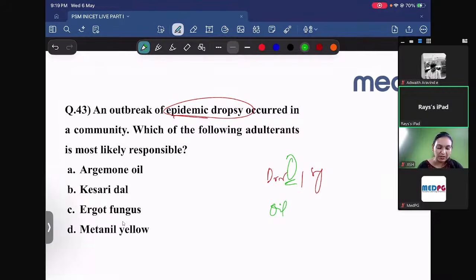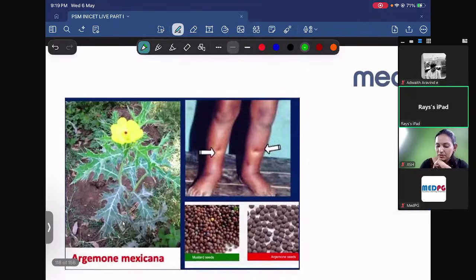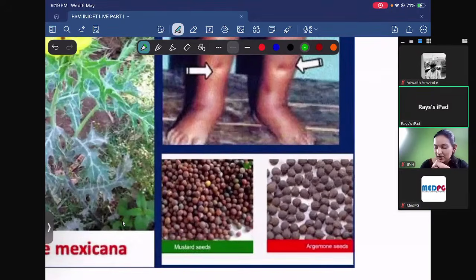Epidemic dropsy is basically because of the adulteration of mustard oil with argemone oil. This is how mustard seeds look, and the next picture shows argemone seeds. They look similar. So what people do is they mix argemone seeds along with mustard seeds and sell it for monetary benefits. Once you make it into oil, the mustard oil is being adulterated with argemone oil.